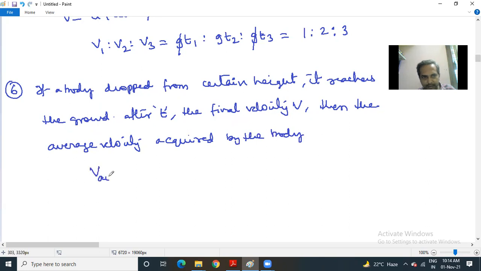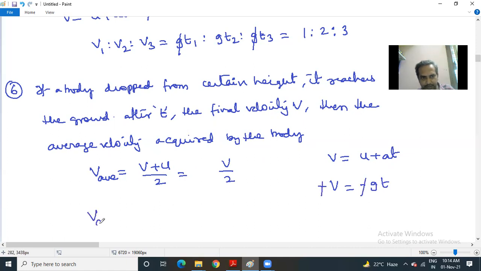So get back the v average formula, it is v plus u by 2. Since freely falling body means u will be 0, it will be v by 2. So make use of v equal to u plus at. Anyhow, moving down v negative, because on reaching the ground it attains final velocity v negative, a is minus g with the t. So therefore minus cancelled. You will get average velocity as g t by 2.